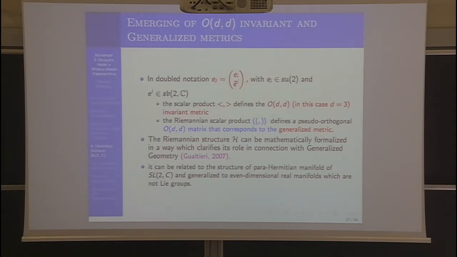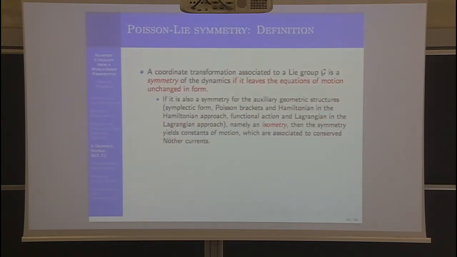What I would like to do now is construct two models that are defined on these group manifolds, and show that they are examples of what is called Poisson-Lie T-duality. Before that, anyway, let me give some basic definitions that may clarify the notion of Poisson-Lie symmetry, and the definition of Poisson-Lie T-duality.